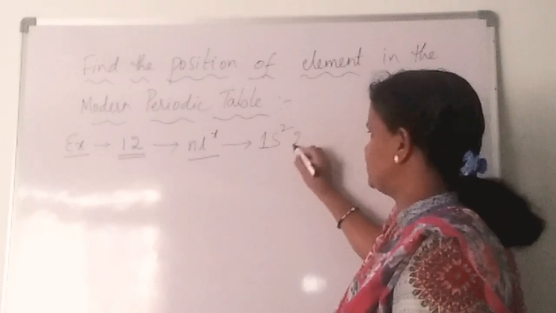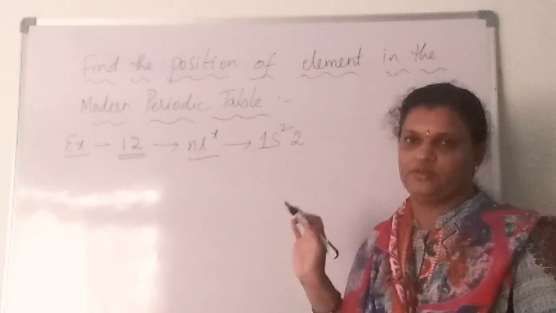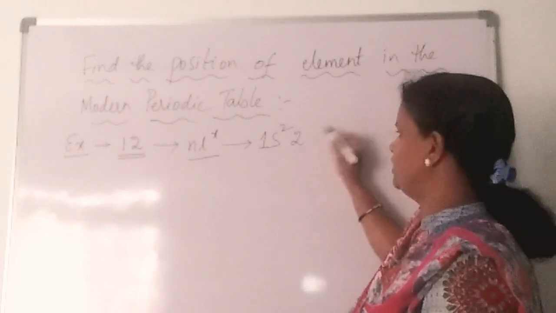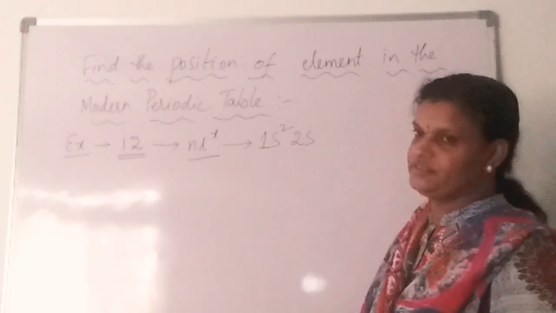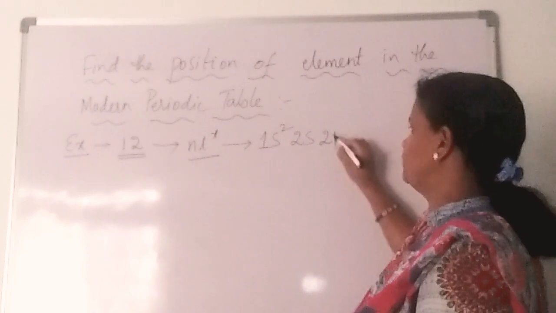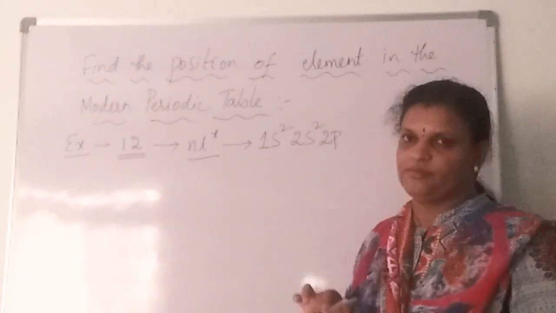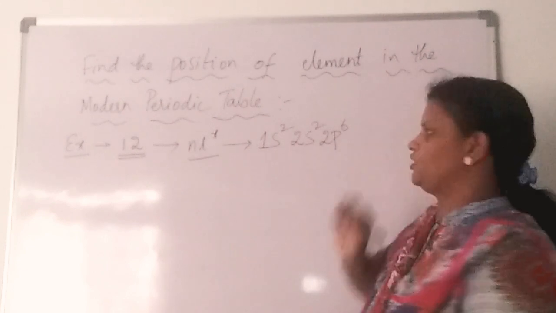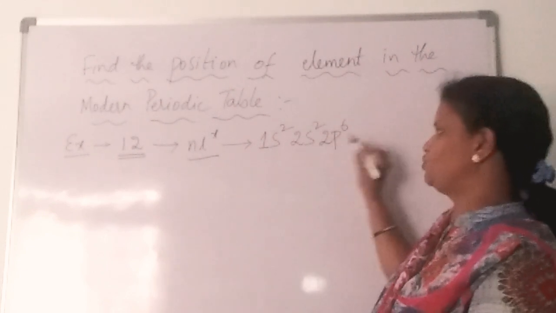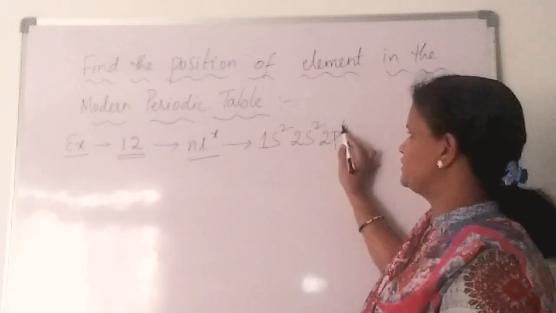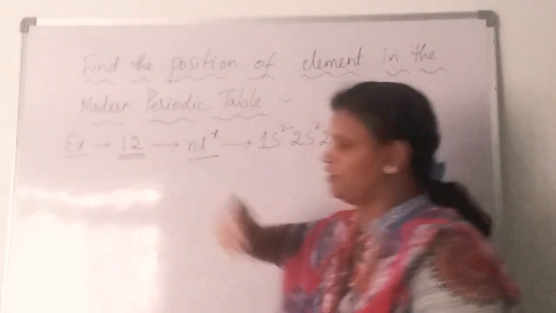Then coming to the second shell. The first shell contains only one subshell, that is the S subshell. The second shell has 2s and also 2p. In 2s, 2 electrons will fit maximum. In 2p, 6 electrons will fit maximum. So 2s2, 2p6, we have completed. Now you count the number of electrons. Is it matching with the number given?